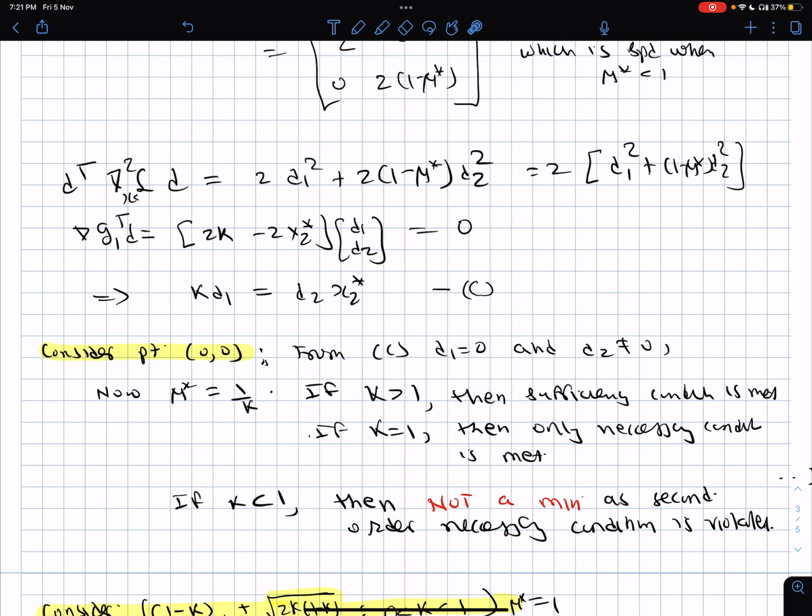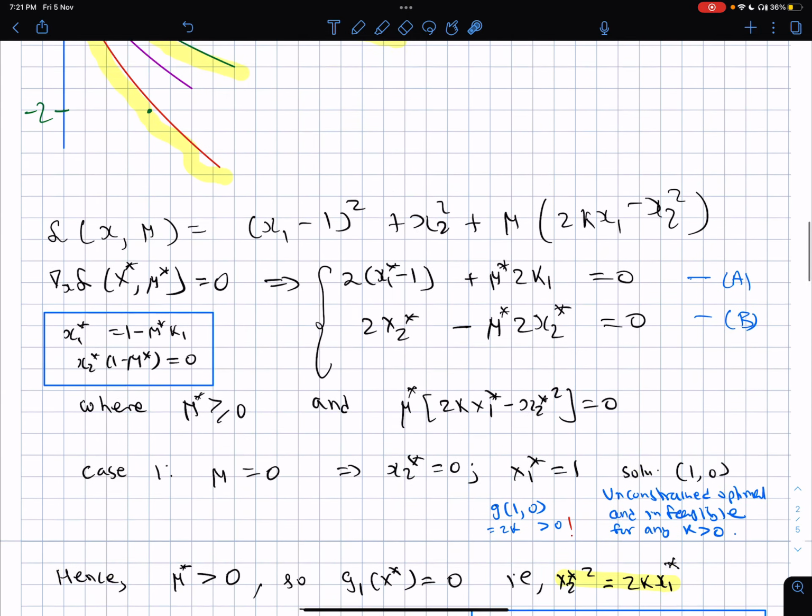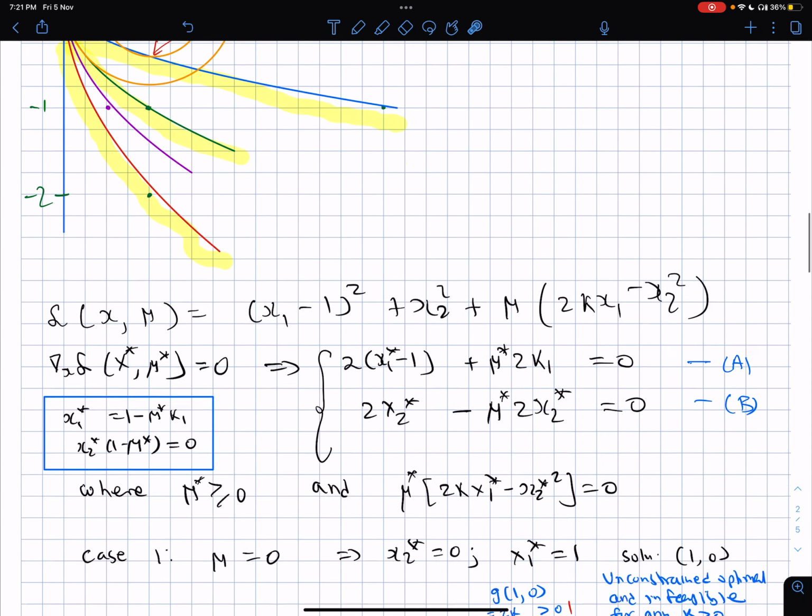an optimal point. If k becomes equal to 1, then only the necessary condition is satisfied, because this becomes 0, this also becomes 0, so you get greater than or equal to 0. So the necessary condition is satisfied. But from the figure, we can see that it will also be an optimal point, though we cannot say that from the sufficiency condition. The gap is there between necessary and sufficiency conditions. We have to explicitly go to the geometry of the problem and verify, and you can verify it from here.